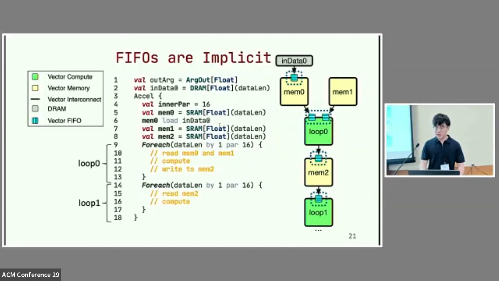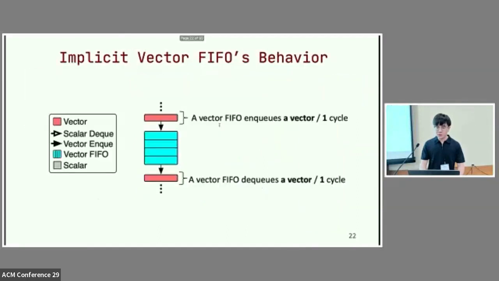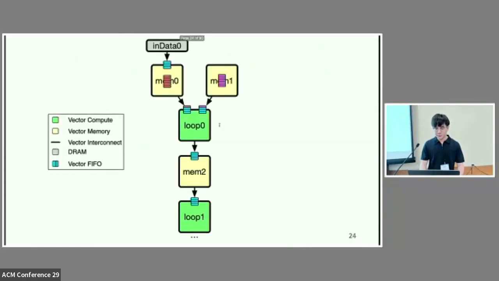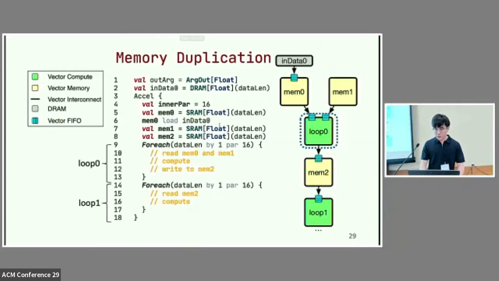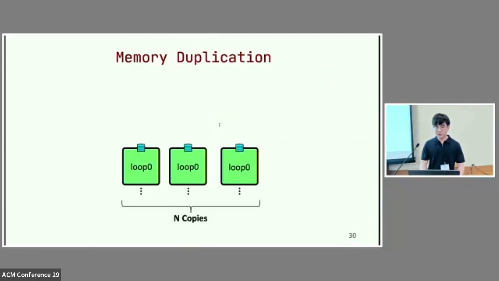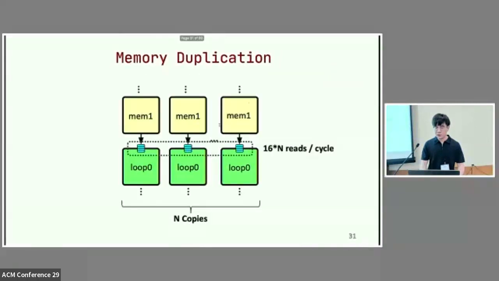And existing RDA languages, such as Spatial, typically assume that a vector FIFO enqueues a vector per clock cycle and dequeues a vector per clock cycle. However, we argue that this kind of assumption could potentially create an issue. For example, let's say that in this example, we want to duplicate loop 0. In order to feed enough data into, say, the n copies of loop 0, we also have to duplicate the memory to provide enough bandwidth. And this could potentially lead to a waste of on-chip memory resources.